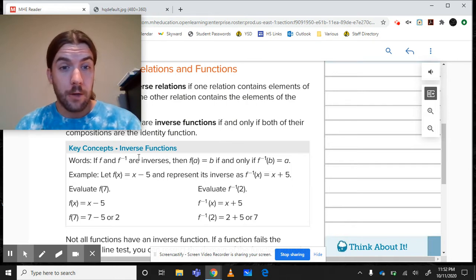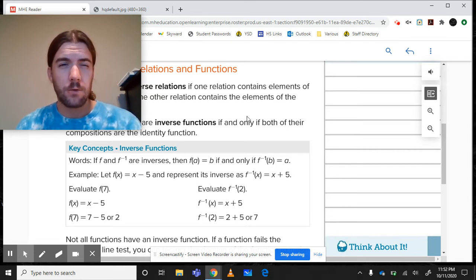Let's look at an example of an inverse function though. If the function f and f inverse are inverses, I read this as f inverse, f to the negative first power, I just read it as f inverse, then the function evaluated at a will equal b if and only if the inverse function evaluated at b equals a. Okay, so we're dealing with an input of a and an output of b. In the inverse, an input of b produces an output of a.